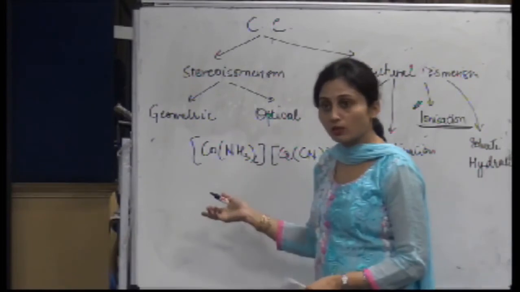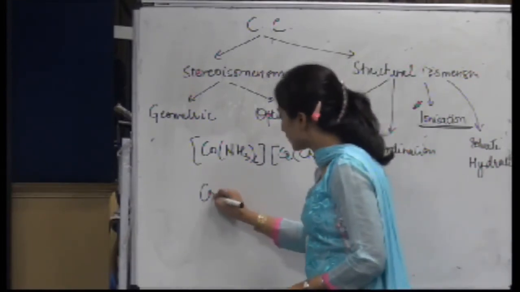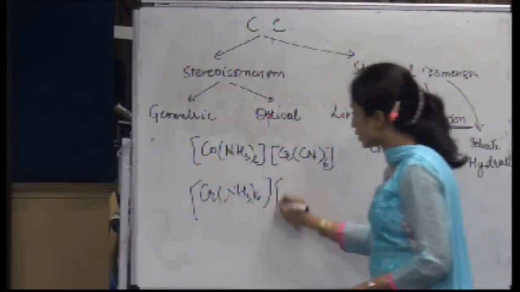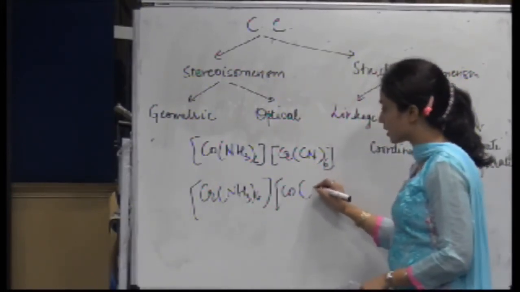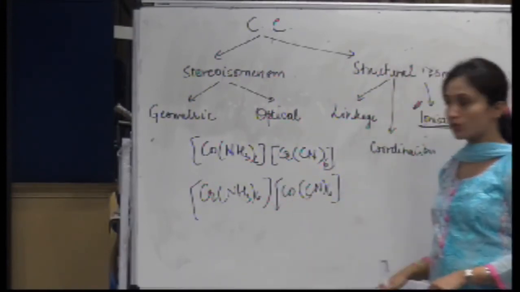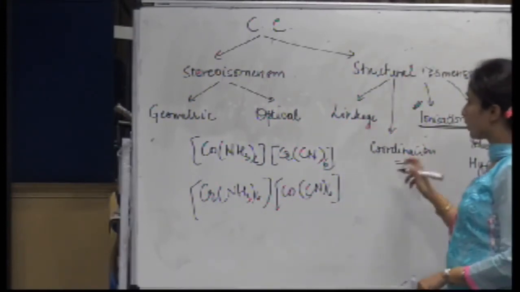So what will be the coordination isomer for this? It will be Cr(NH3)6 and you have Co changing its coordination sphere as Co(CN)6. Alright, now there is a change in coordination. So this is what is your coordination isomerism.